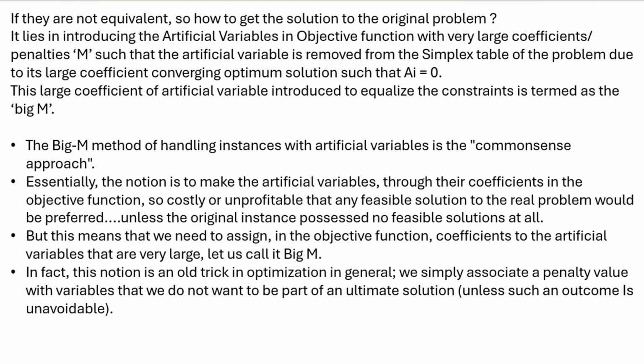But this means that we need to assign in the objective function coefficients to the artificial variables that are very large. Unlike the slack or the surplus variables, which have a coefficient 0 in the objective function, we give very large coefficients to these artificial variables in the objective function. Now in fact, this notion is an old trick in optimization in general. We simply associate a penalty value with the variables that we do not want to be a part of an ultimate solution, unless it is unavoidable, as I have discussed in the second point.